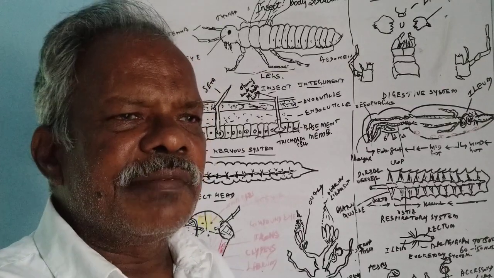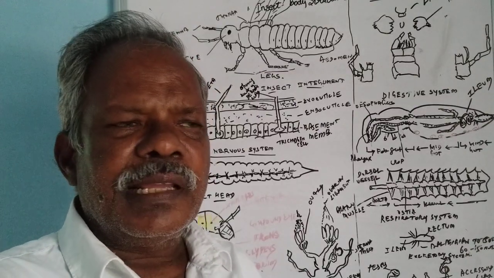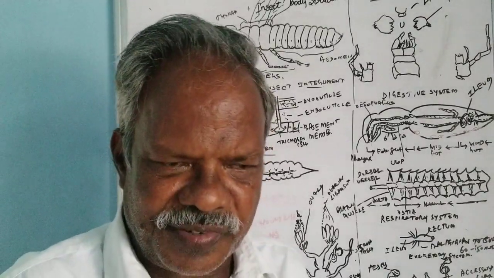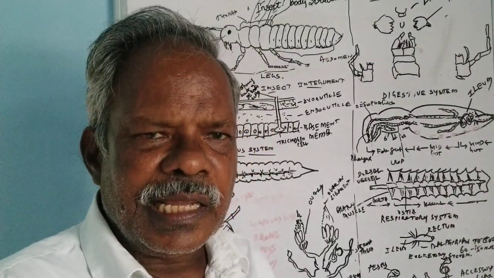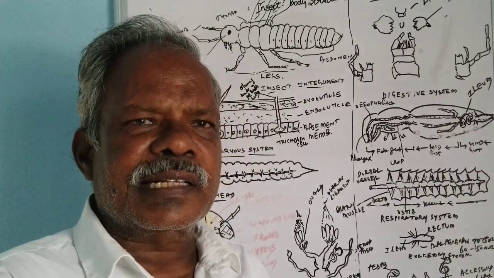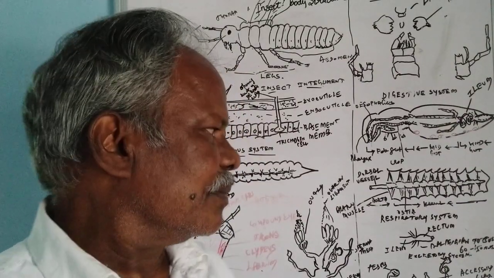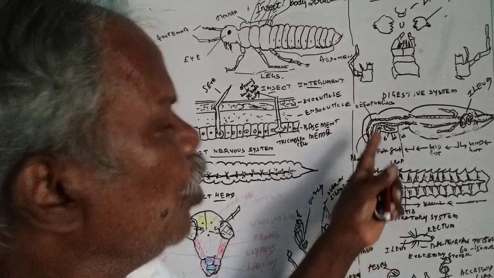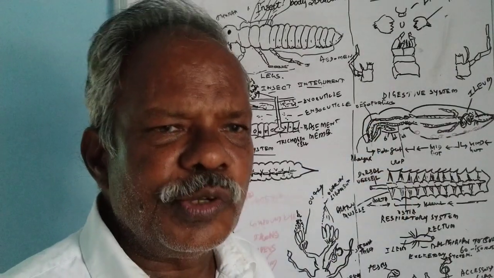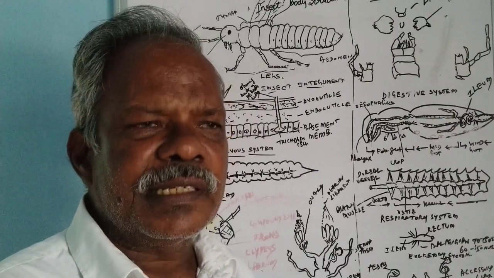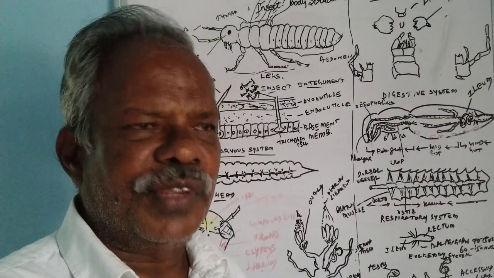Ammonotelic is very dangerous. That's why it is found in fishes, because the ammonia excreted from the fish is diluted by the water, so that the poison is diluted. This is uricotelic. All the insects are uricotelic. In the case of human beings, it is ureotelic, excreted in the form of urea.